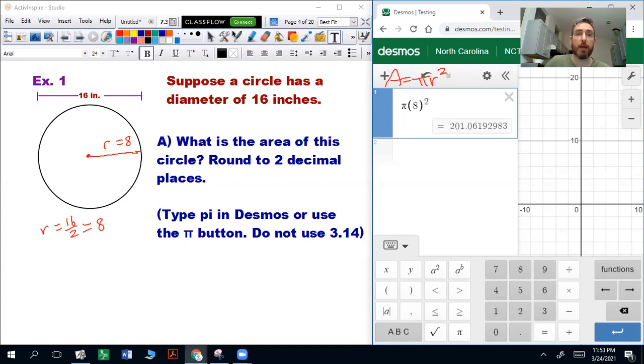201.06. Now we can write the area in 2 different ways. One of them is without typing pi in your calculator. So you could say, all right, well, what is 8 squared? 8 squared is 64. So you could just say 64 pi, or approximately 201.06. And since our units are in inches, it would be in inches squared.